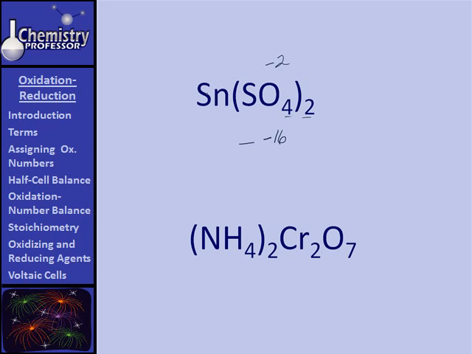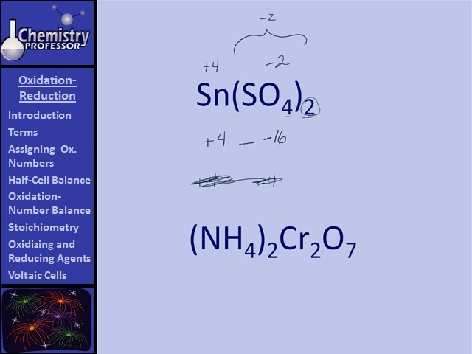So let me show you how to figure that. Remember, sulfate overall, that polyatomic ion, is a negative 2, and there are 2 of them. That means that the polyatomic ion is giving us a total of negative 4. So tin has to give us a total of positive 4, and there's only 1, so it must be a positive 4. See how to work that? Let's get rid of this now. So we have tin with a positive 4.